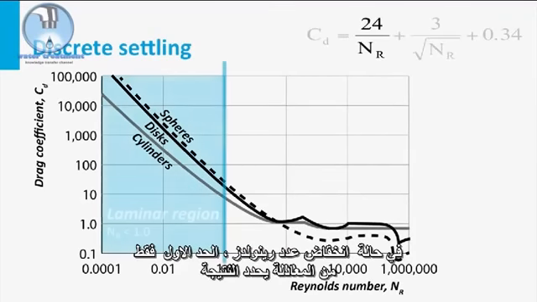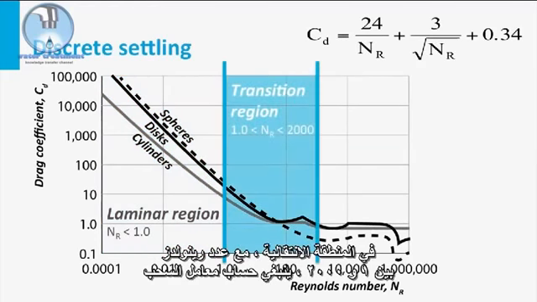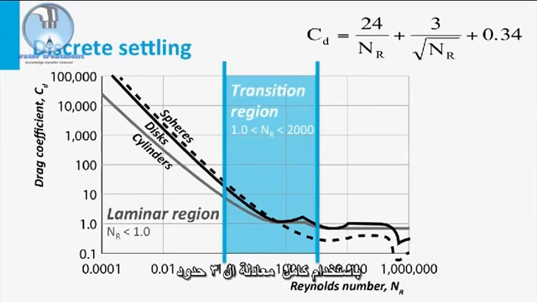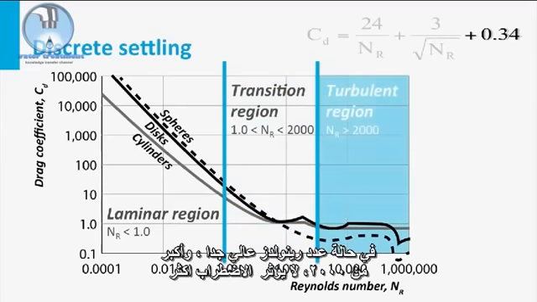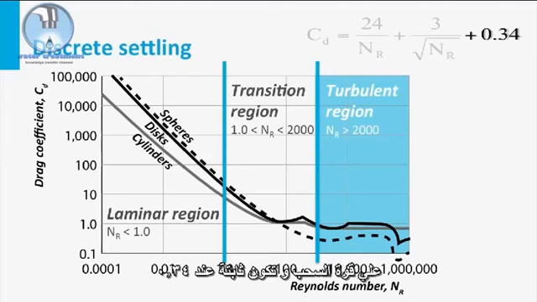At low Reynolds number, only the first term of the equation determines the outcome. In the transition area, with Reynolds numbers between 1 and 2000, the drag coefficient should be calculated using the full three-term equation. At very high Reynolds number, larger than 2000, turbulence is not further impacting the drag force, which is then fixed at 0.34.